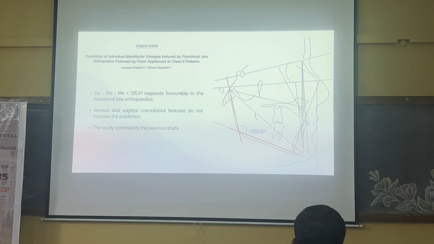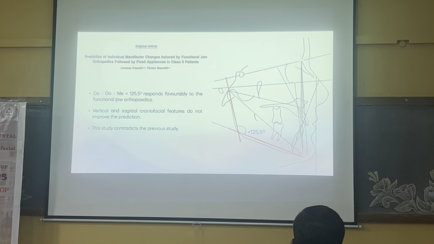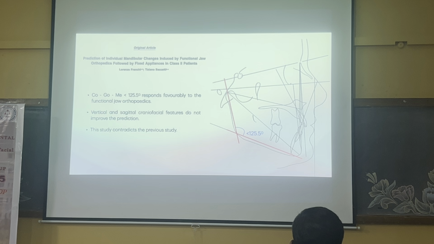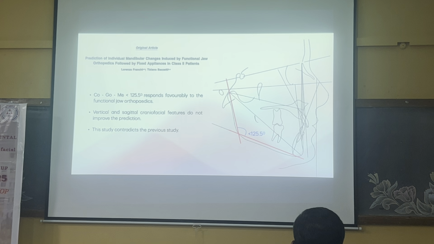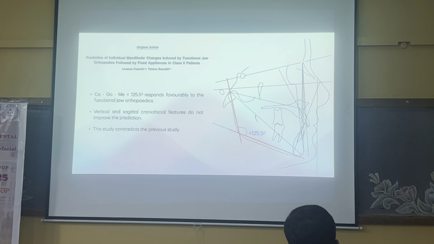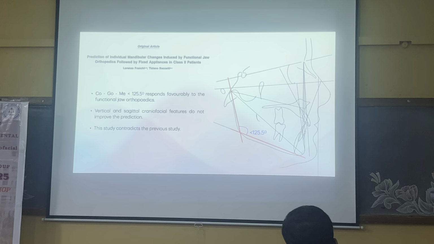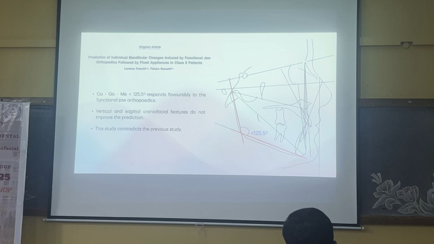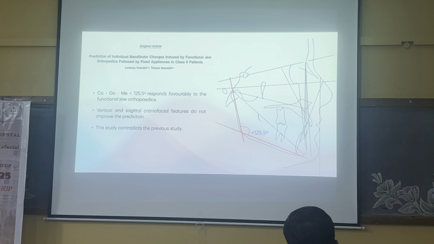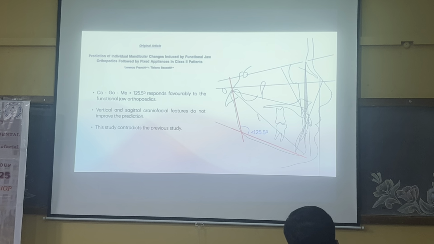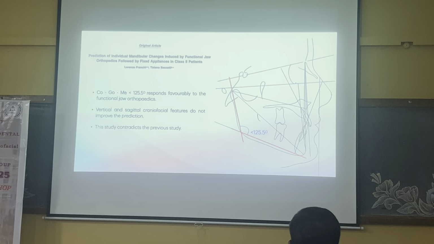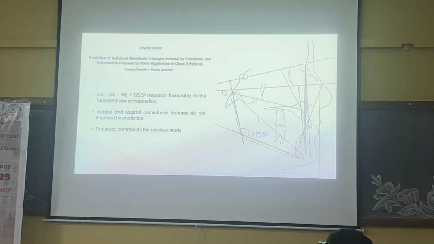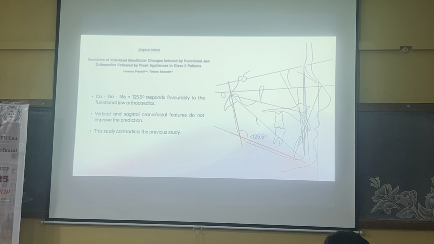Another study was conducted to predict the mandibular changes in functional jaw orthopedics in class 2 patients. Here, the author concluded that a gonial angle less than 125.5 degrees responds favorably to the functional therapy. These authors found that lower facial height, anterior facial height and size of the mandible did not improve the prediction of the treatment outcome. The study contradicts the previous one.